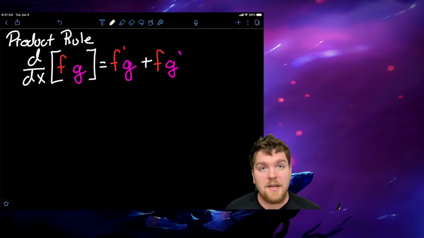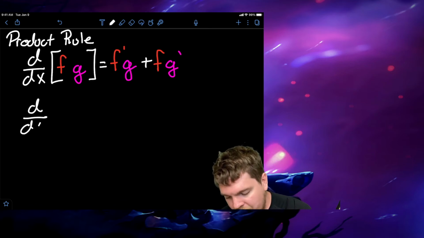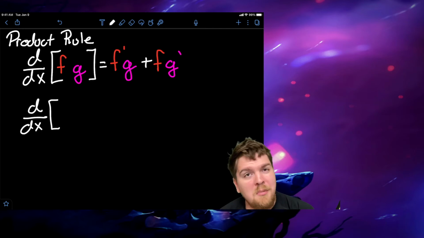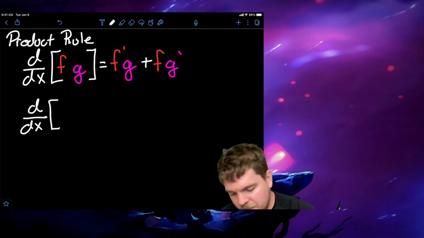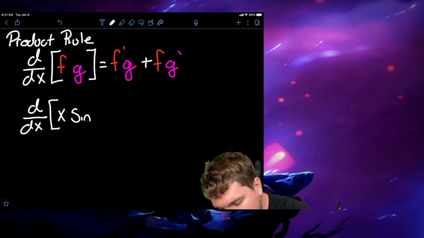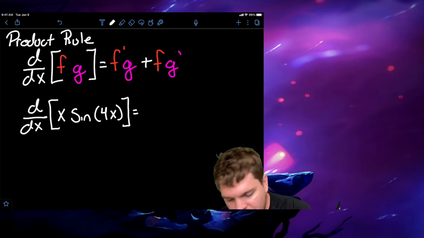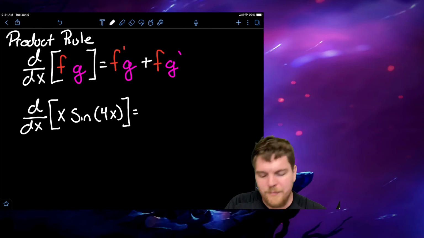So let's think through an example with the product rule. Here might be a good example. Maybe we'll combine a little chain rule in it also. Let's take the derivative of something that looks like x times, how about a sine of 4x. This seems reasonable. Seems like a good example, right?